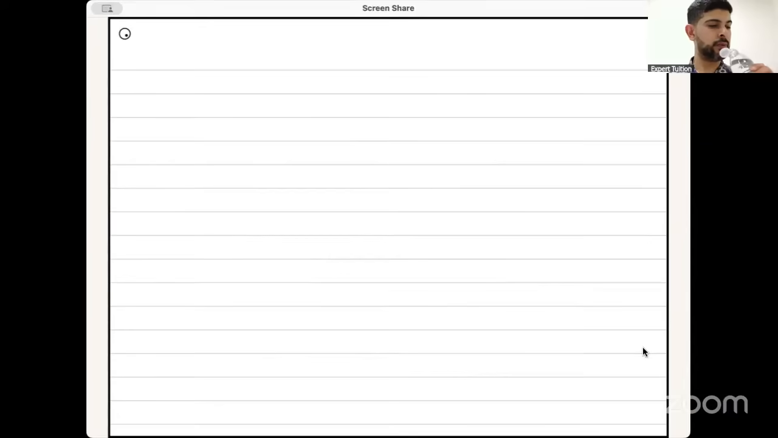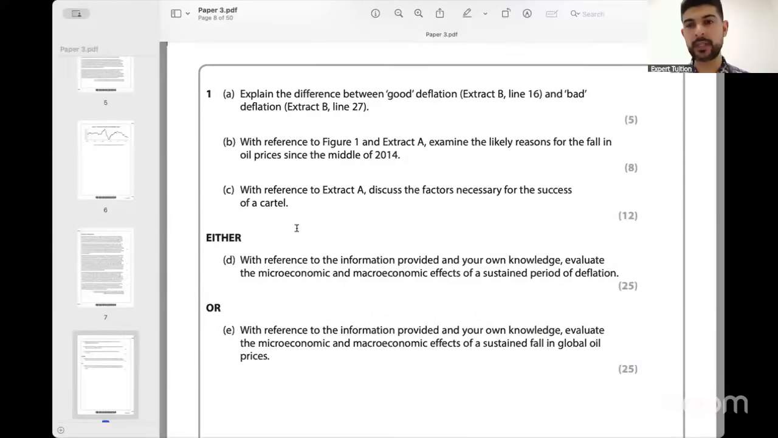Cool. We're nearly at the end. I just want to do a few more things. I want to show you guys the locked specimen paper. Let's go and open it together. Paper 3, locked specimen, looks like this.